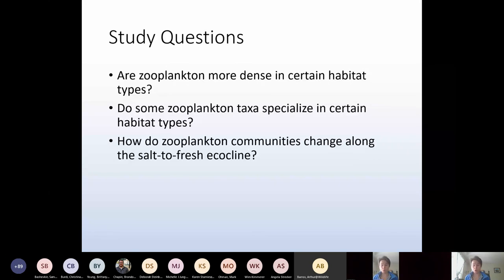when the Delta smelt are spawning. And we sampled zooplankton in these channels and in the tidal habitats in March and April for 3 years, 2017, 2018, 2019. And this is continuing today, but I'm just showing the results of these first 3 years of data.